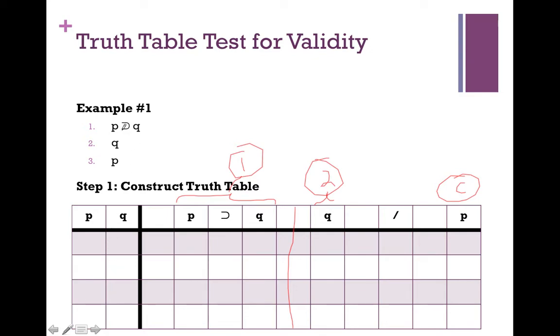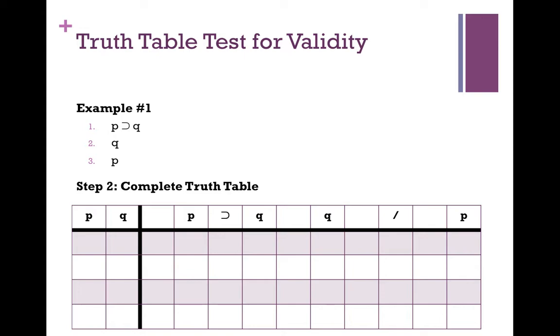Just like any truth table we construct that only has two atomic propositions, we're going to have four rows. Then we have a column for the first atomic proposition in premise 1, a column for the connective, and a column for the second atomic proposition. Over in premise 2, the only thing in that is just the atomic proposition. We have a forward slash, and then we have our conclusion right here. Then step number 2: we complete our truth table.